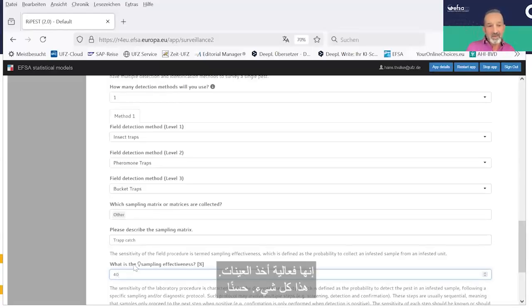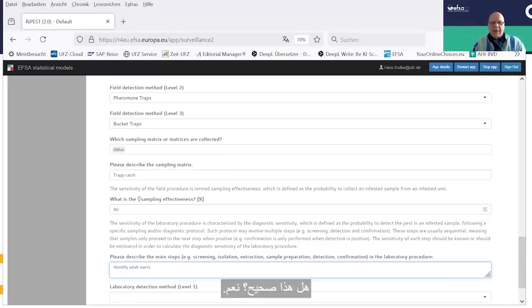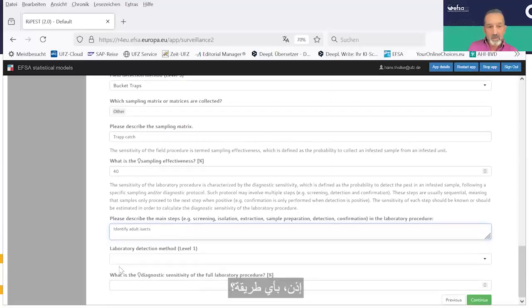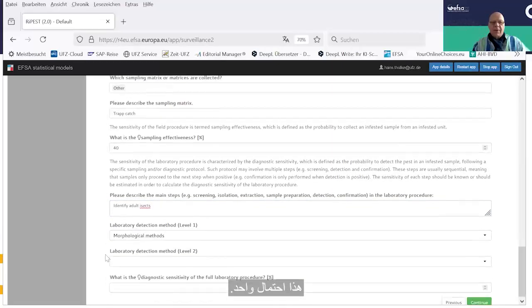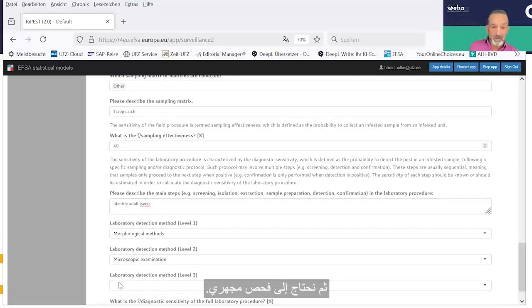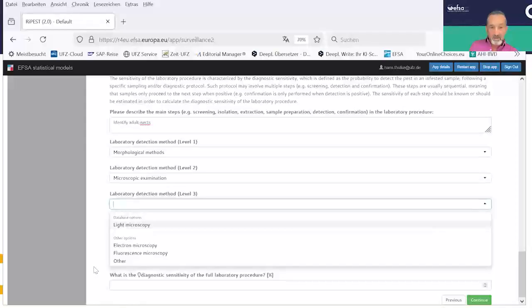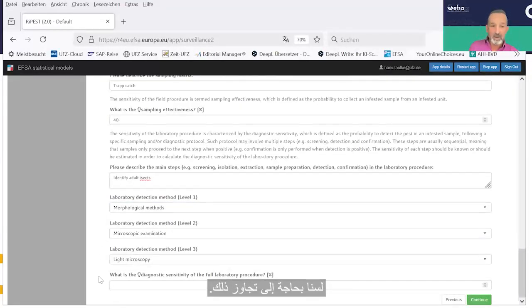That's it. Okay. So now we have the trap catch and we move it to the laboratory and they have to identify adult insects. Is that correct? Yes. So they do it in which method? Morphological methods, that's one possibility. Then we need a microscopic inspection or examination. And it will be based on light microscopy. We don't need to go beyond that.